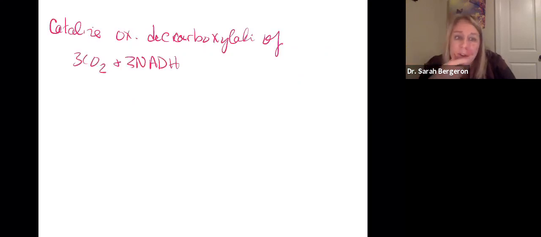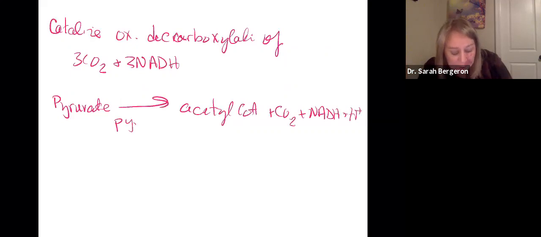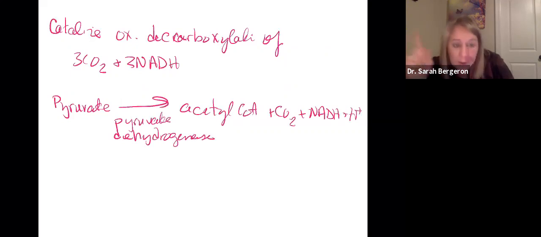So if you look, the first one actually doesn't occur in the citrate cycle, right? Our first one actually occurs before the citrate cycle. So we're going to go from pyruvate to acetyl CoA, right? So which enzyme does this? We're making CO2, we're making NADH and an H+. So which reaction? This is our pyruvate dehydrogenase. And it's a complex, it's not just one enzyme. So that's one of them.